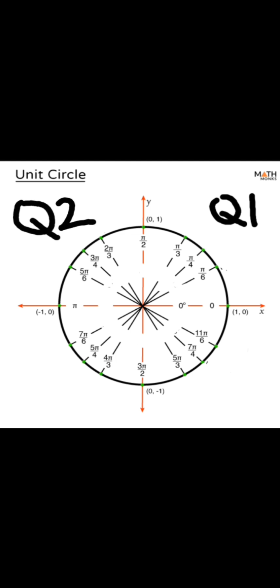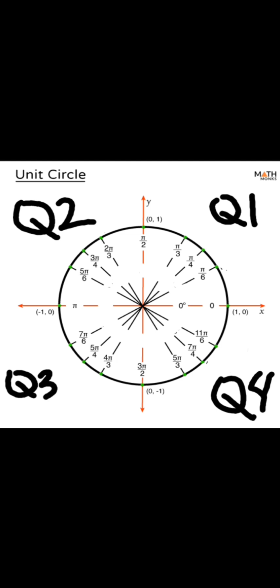Now for the y values, y is 0 on the x-axis. At the top, y is positive 1. At the bottom, y is negative 1. Now let's focus on quadrant 1. Quadrant 1 is located on the upper right corner. Quadrant 2 is located on the upper left corner. Quadrant 3 is located at the bottom left. And quadrant 4 is located in the lower right corner. In quadrant 1, both x and y are positive.